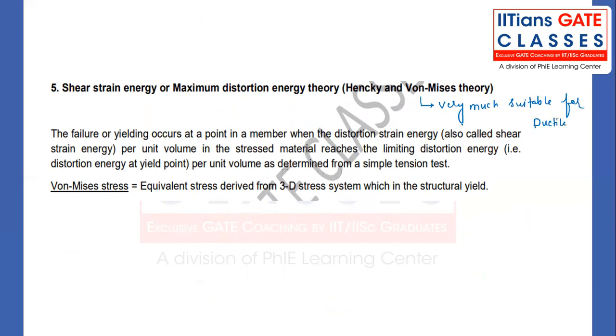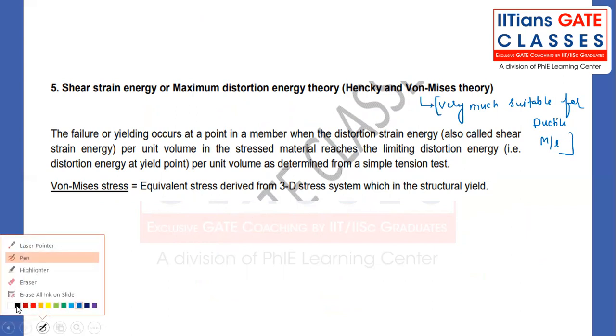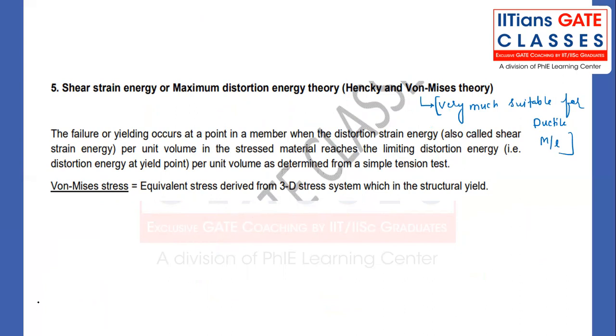Sorry, I said brittle material. No, it is very much suitable for ductile material. Even if I ask you to choose between Tresca's theory and von Mises theory, you had better select von Mises theory, because it does not give you a false idea, a false hope, like Rankine's theory, but gives you a reasonable region where you can choose and select the diameters.